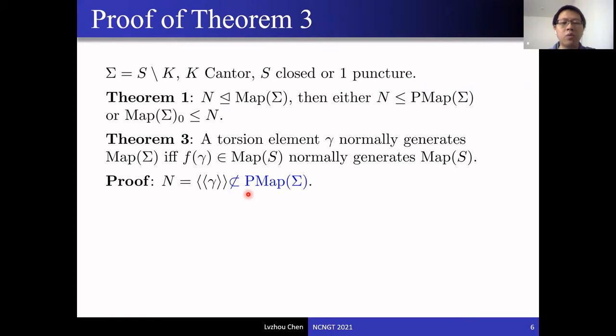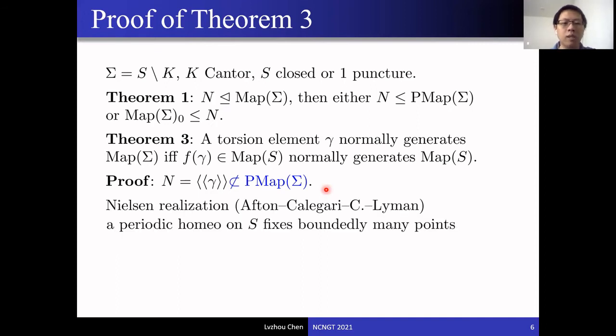Actually, the pure mapping class group here is torsion free. So in particular, it cannot contain the torsion element gamma. And one way to see this is to apply the Nielsen realization, which we proved in an earlier joint work with Danny Calegari and Lehman for all surfaces of infinite type. So what this means is that we can represent gamma by a periodic homeomorphism on the surface of finite type, preserving the Cantor set.